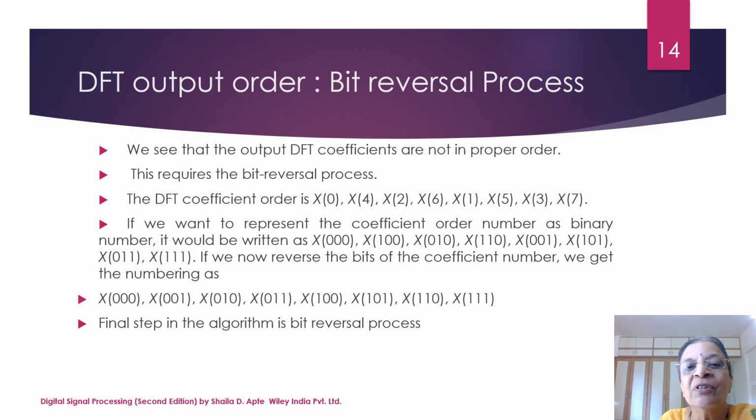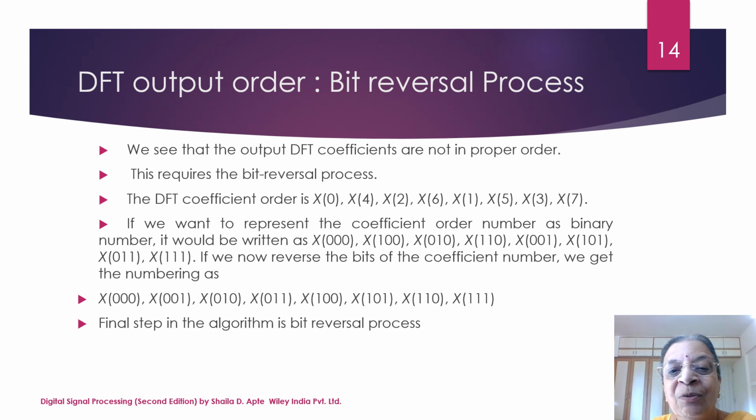See, the DFT coefficients order is x0, x4, x2, x6, x1, x5, x3 and x7. Now let us write for x0, I will write 0, 0, 0, x4 I will write 1, 0, 0, x2 I will write 0, 1, 0, x6 is 1, 1, 0, x1 is 0, 0, 1, x5 is 1, 0, 1, and x3 is 0, 1, 1 and x7 is 1, 1, 1. So now we have to do the bit reversal, because 1, 0, 0, if we do the bit reversal, you will get 0, 0, 1. So it will be the first coefficient, right?